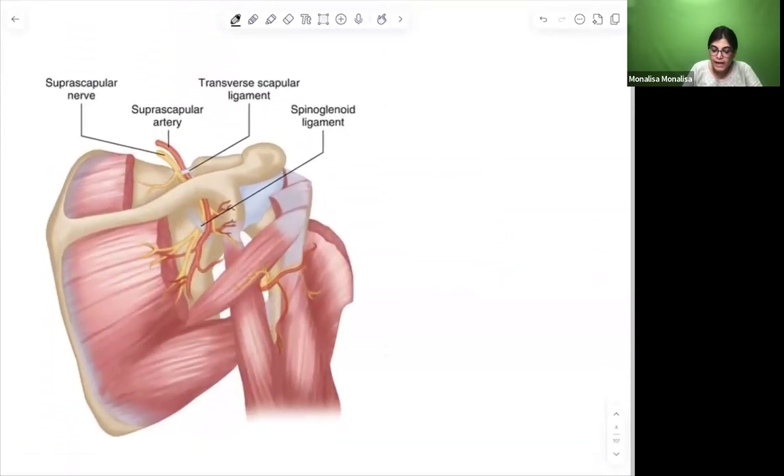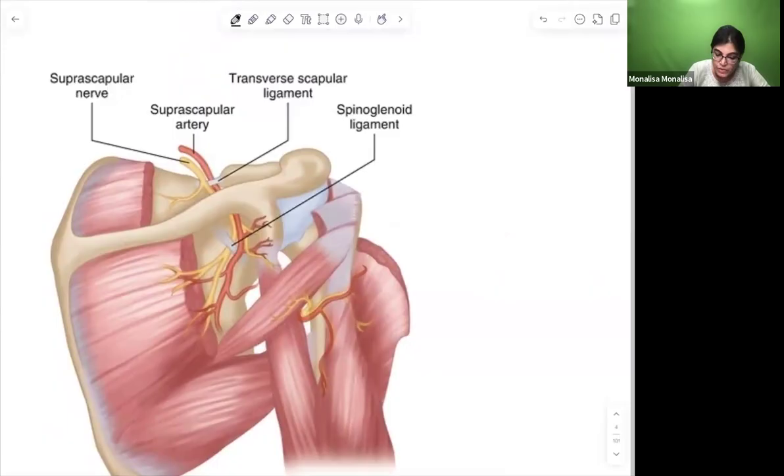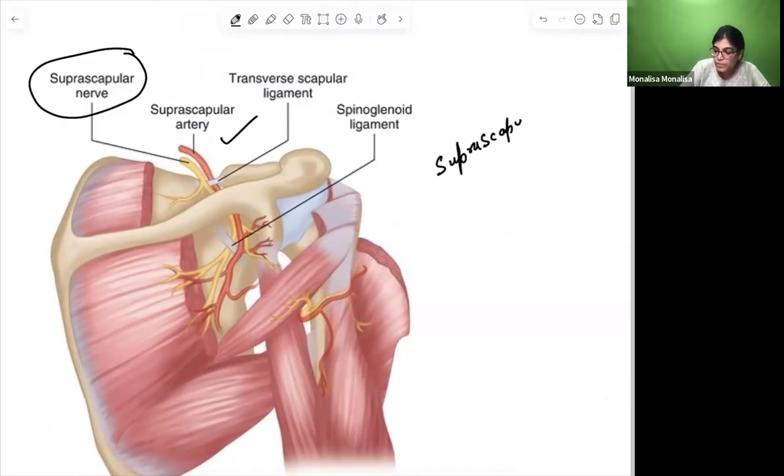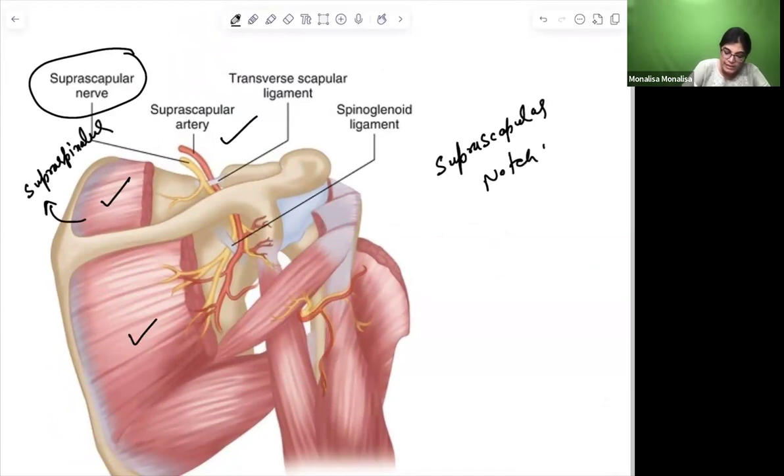This is actually this diagram. If I enlarge this diagram, my dear students, you can see this is the suprascapular nerve and suprascapular artery, and this notch is the suprascapular notch. Suprascapular nerves give innervation to these two muscles. What is the name of this muscle? Supraspinatus muscle. And this is infraspinatus muscle. How do we know this? This is the spine of the scapula. Posteriorly, the muscle lying above the spine of the scapula is supraspinatus, and the muscle lying below the spine is infraspinatus.